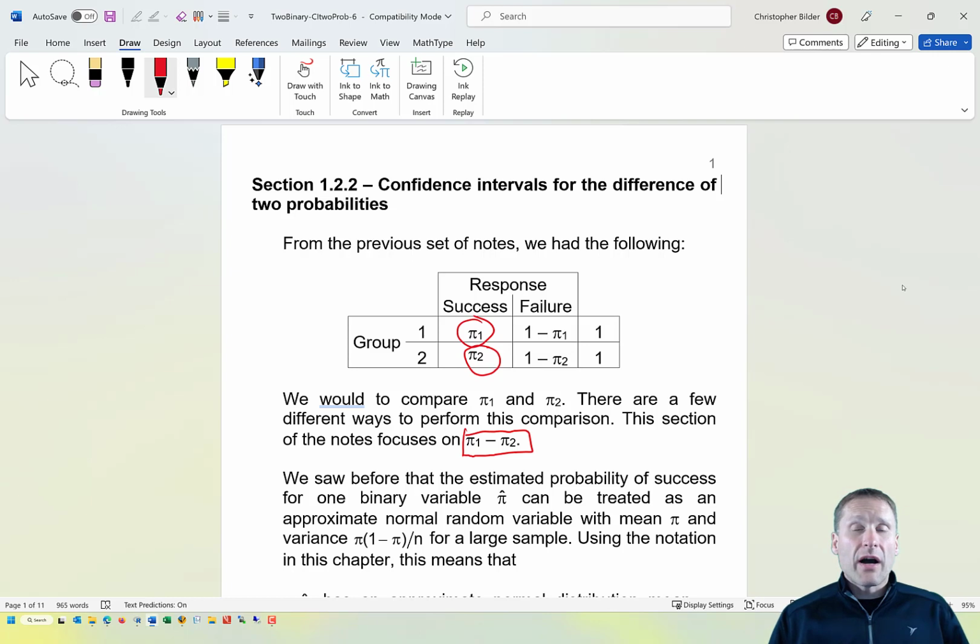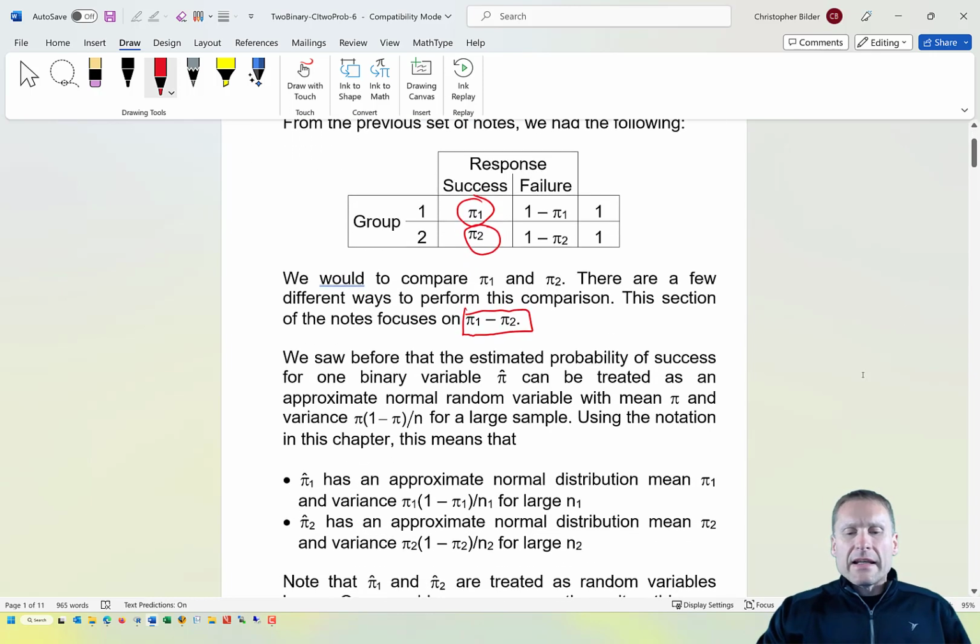Now notice if pi1 minus pi2 is equal to 0, that says these probabilities of success are exactly the same. So it doesn't matter if an item comes from group 1 or group 2, the probability of success is the same. And so that's going to be one of the things that we're going to be interested in examining further here. Now, to look at this difference, pi1 minus pi2, we're going to form confidence intervals.